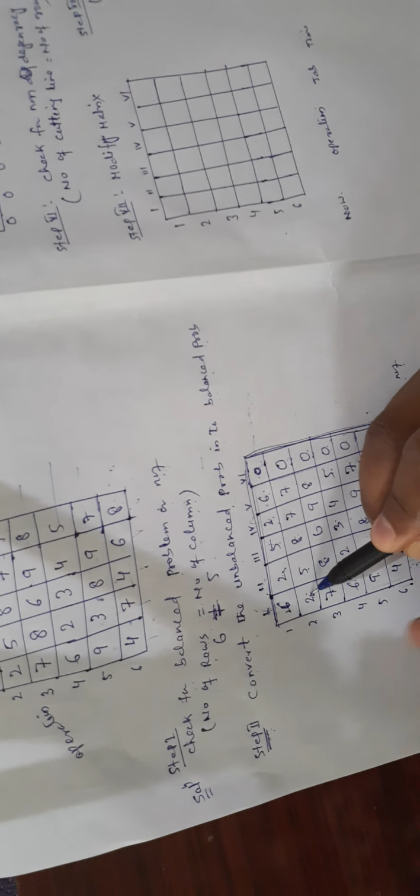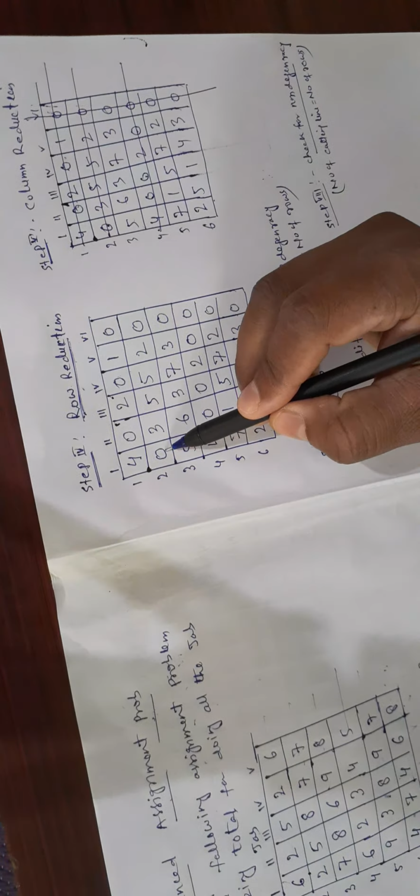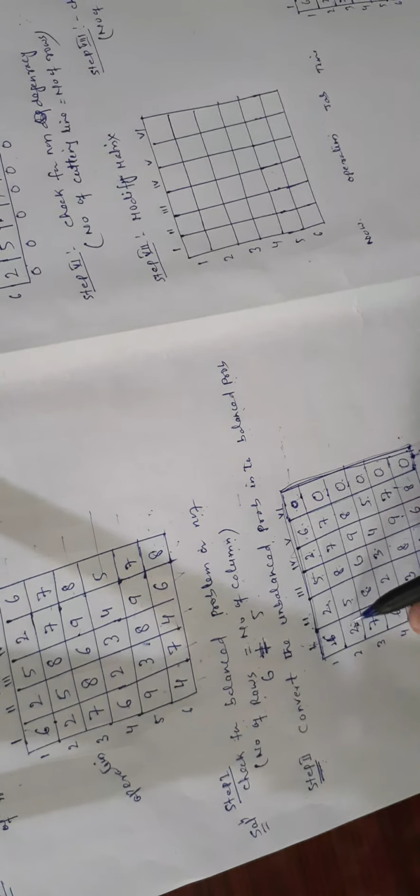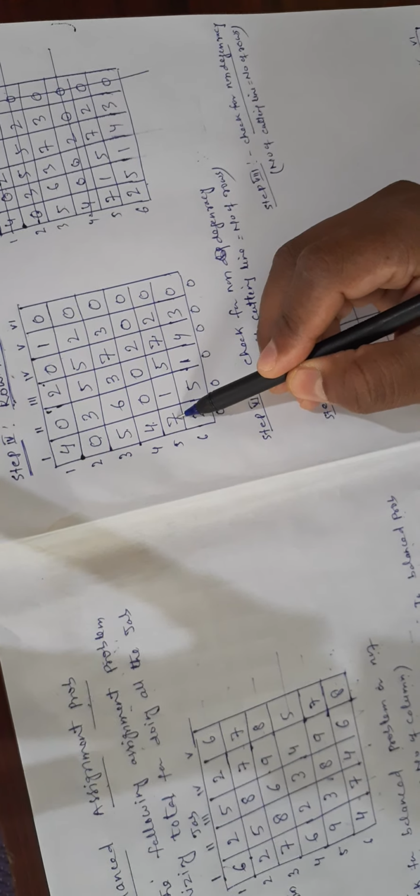So here is column 1. In the first column the minimum value is 2. So 6 minus 2 is 4, here is 4. Next, 2 minus 2 is 0, here is 0. Next, 7 minus 2 is 5, here is 5. Next, 6 minus 2 is 4, here is 4. Next, 9 minus 2 is 7, here is 7. Next, 4 minus 2 is 2, here is 2. So the first column is completed.